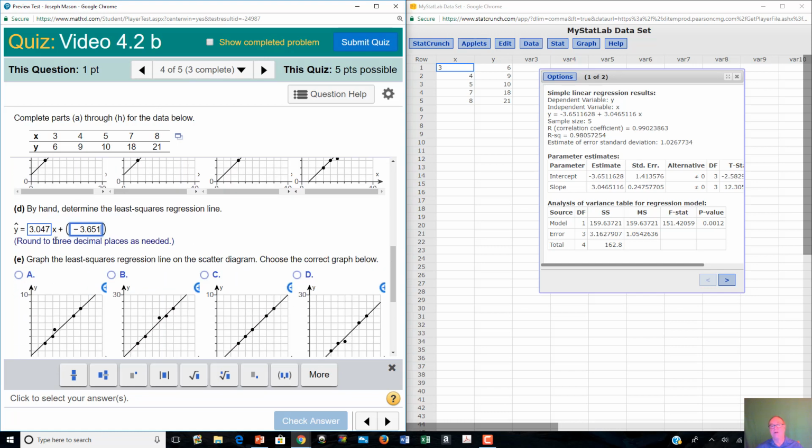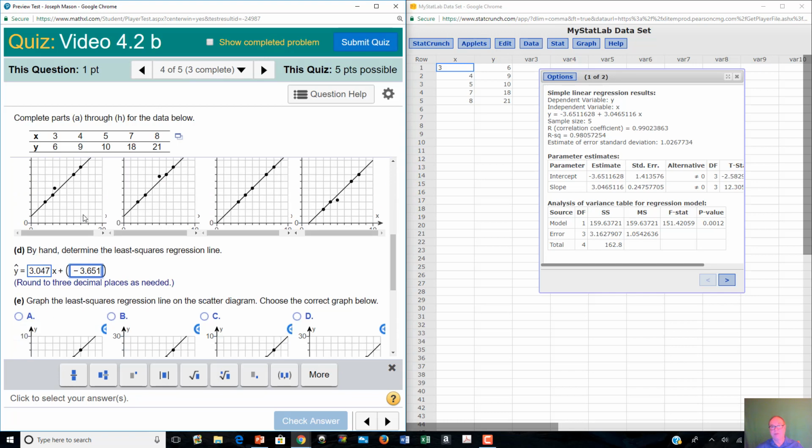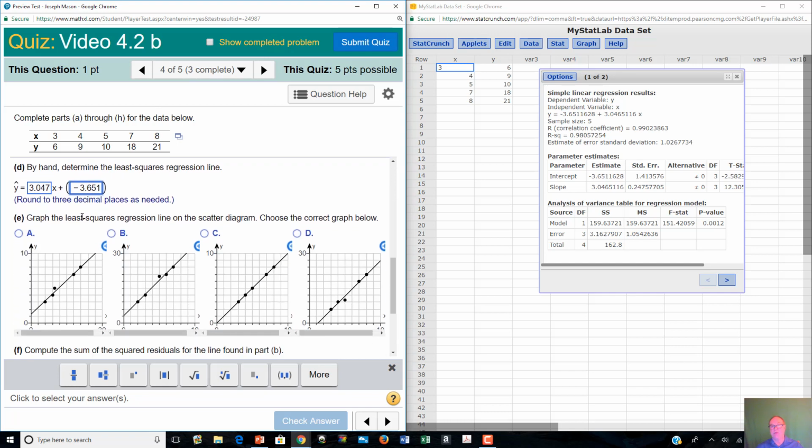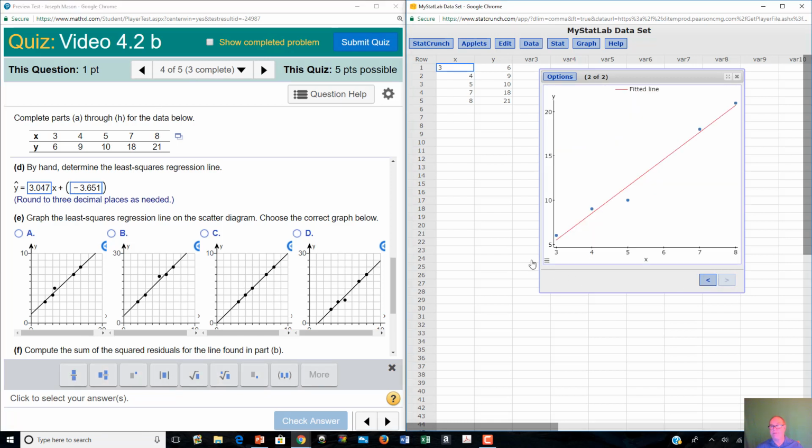You notice this equation is a little different than the first equation. They're close, but a little different because we used more points here than we did up here. So it's going to be a little more accurate. Now, which graph is it going to be? Well, again, the graph is going to be very similar to what we had before. So if I look over here at this graph, this looks like it's going to be D again.